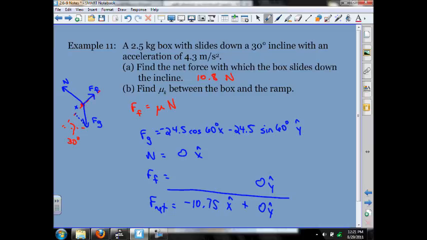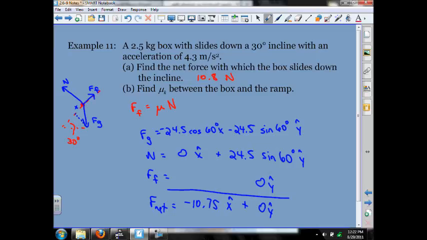Normal force, the Y component should be easy enough to fill in. Should just be positive 24.5 times 60. How are we going to get the X component of friction? Good. We are going to subtract it.